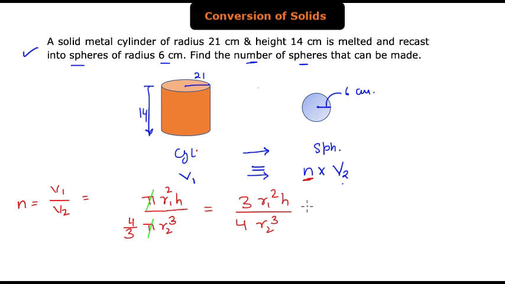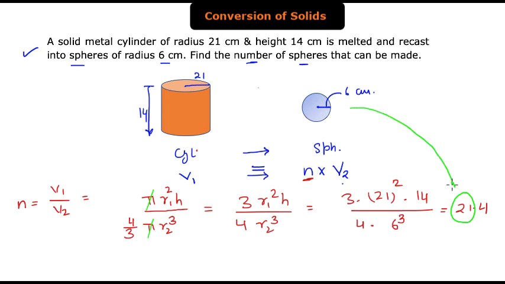So let's plug in these values. It will be 3 times r1, which is 21, squared, times h, which is 14, divided by 4 times r2, which is 6 centimeter, so cube of 6. As we calculate this value, it gives you 21.4. This means we can make 21.4 spheres. Now you cannot make half of a sphere, so sometimes we ignore this partial value and say that only 21 spheres can be made in this conversion process.